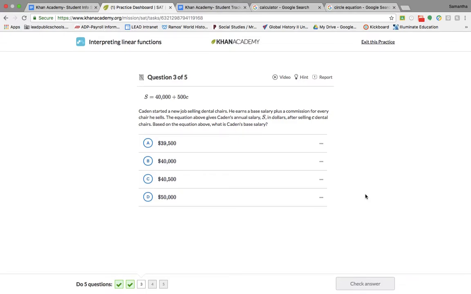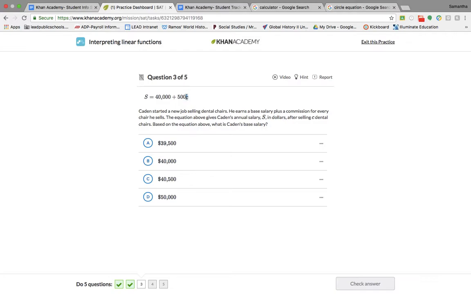3. Caden started a new job selling dental chairs. He earns a base salary plus a commission for every chair he sells. So he earns a base salary and he earns commission. The equation above gives Caden's annual salary S after selling C dental chairs. Based on the equation above, what is Caden's base salary?